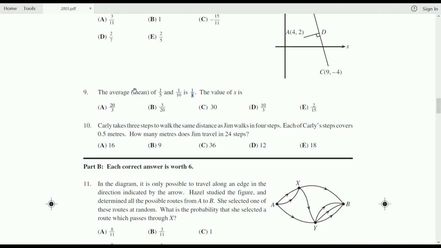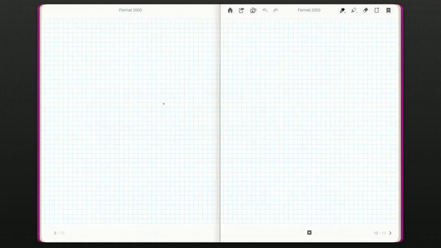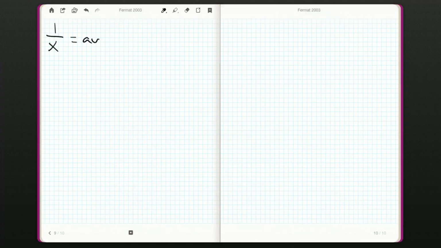Okay. Well, the average of two things, be they fractions, be they numbers, whatever it is, you add up all the things and divide by how many things there are. So 1 over x is supposed to be the average of 1/5 and 1/10. How many things are there? There's 2 of them. So 1/5 plus 1/10 over 2, that's the average. That's equal to 1 over x.